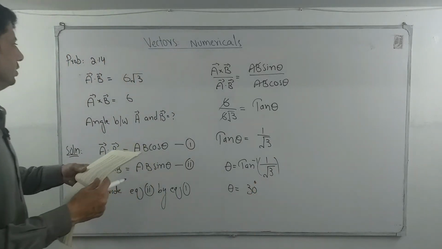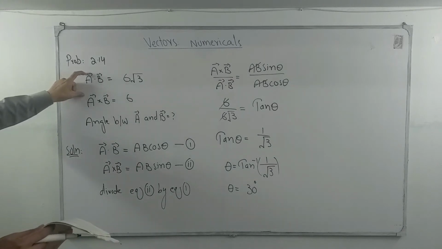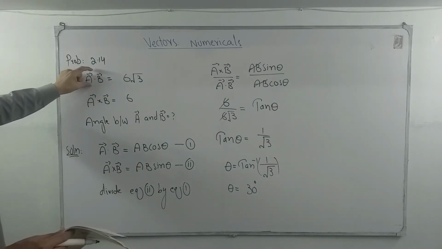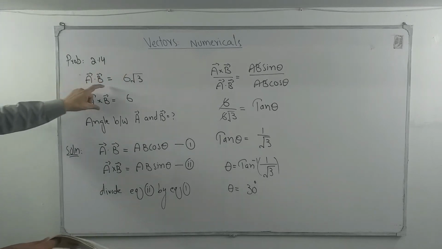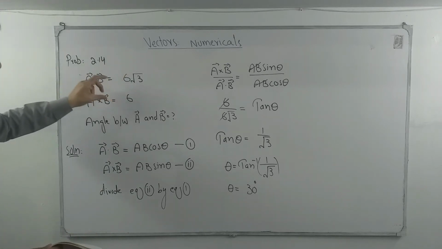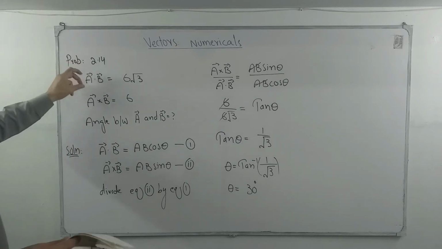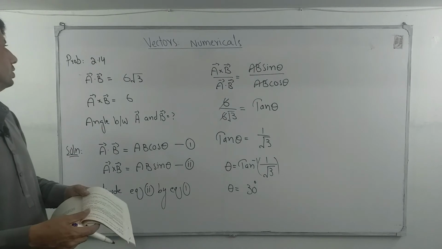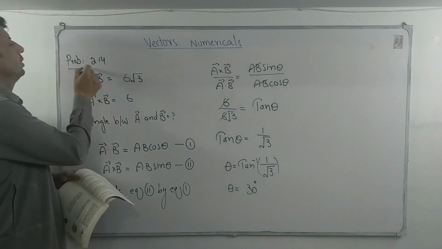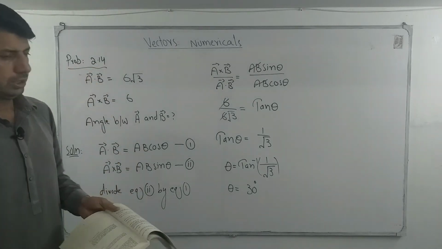We had to find the angle between A and B, for which the magnitude of A dot B was 6 under root 3, and the magnitude of A cross B is 6. So the angle between A and B is equal to 30 degrees. So this was problem number 2.14, and we have found the solution to this problem.